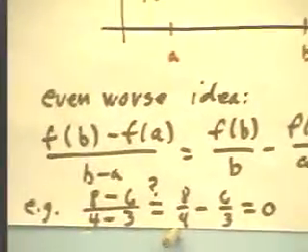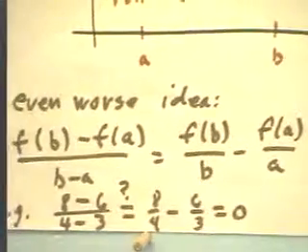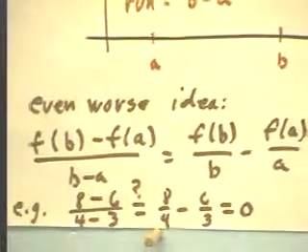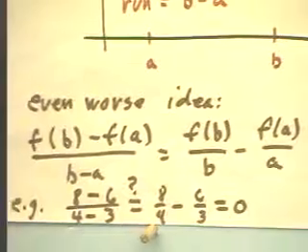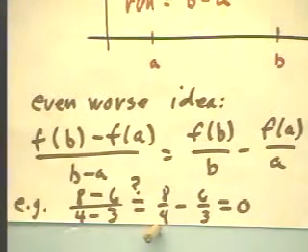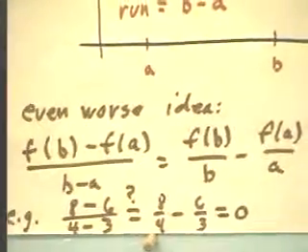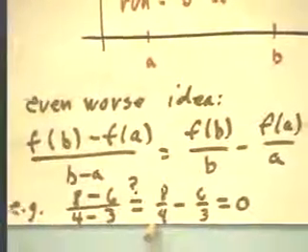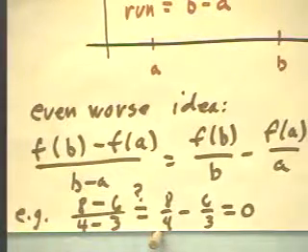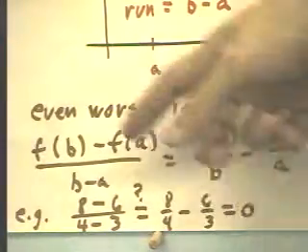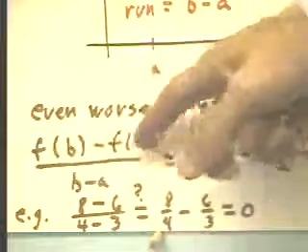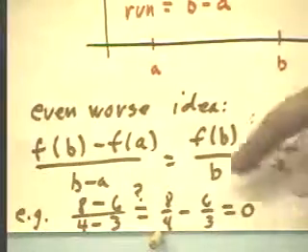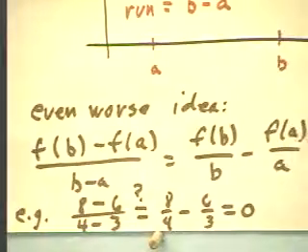Okay, another bad idea. This is an even worse idea. And we all keep a sense of humor about these because we've all made these mistakes. This isn't trying to slam anybody for having made the mistake by any means. It's a very easy mistake to make if you're not thinking about the laws that you're applying. That's why we need to think about the laws. So here's an even worse idea. F of B minus f of A over B minus A is f of B over B minus f of A over A.